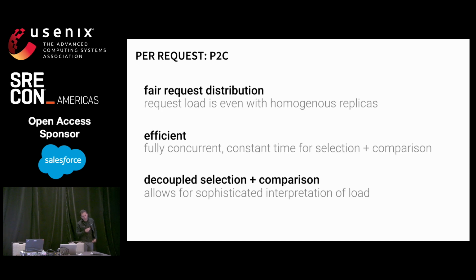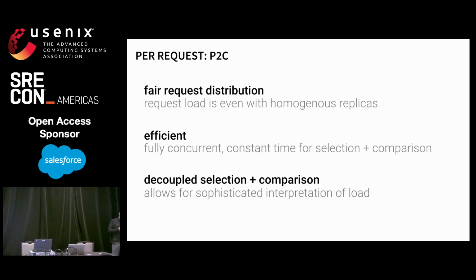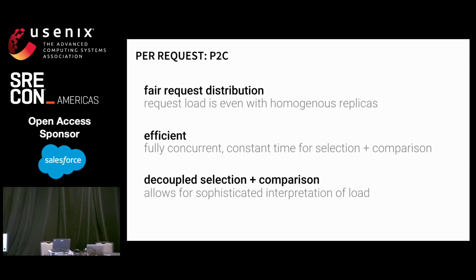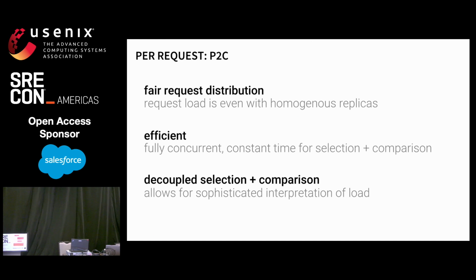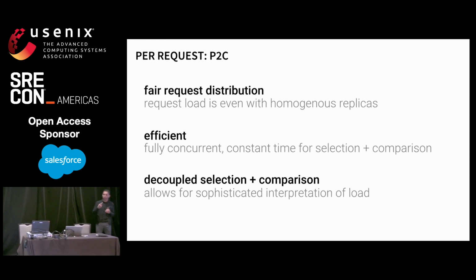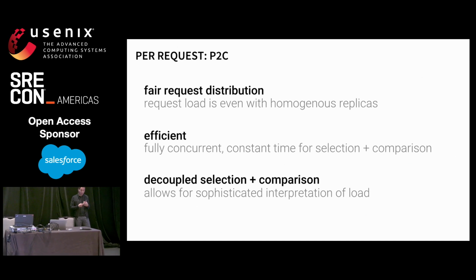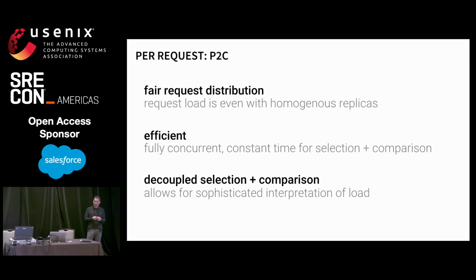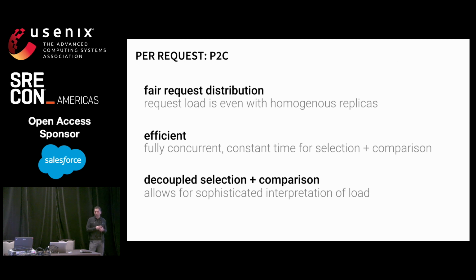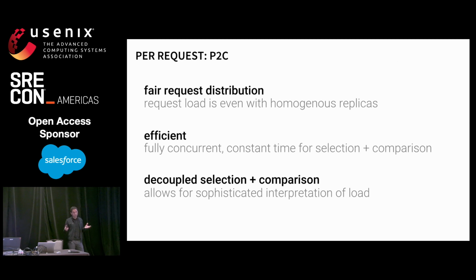This has a few nice properties that I want to highlight. First, the Power of Two Choices paper tells us that if we employ this random process, we actually arrive at a load distribution that is exponentially better than random. So in practice, we see fair request distribution when services have homogeneous replicas. It's also really efficient. We don't have to synchronize on expensive data structures. We can do this all in constant time as well.